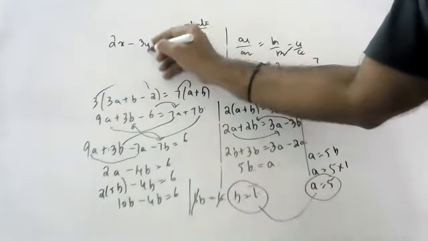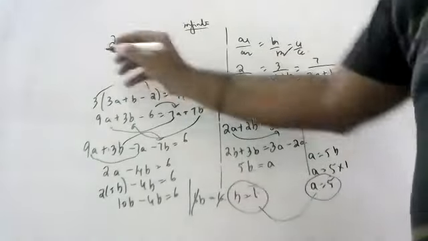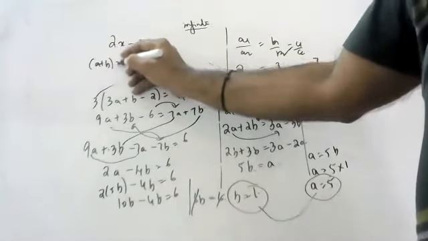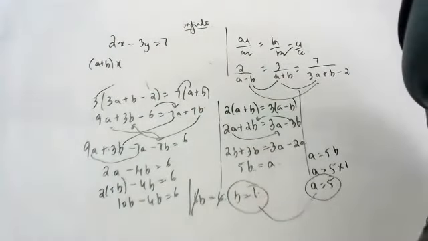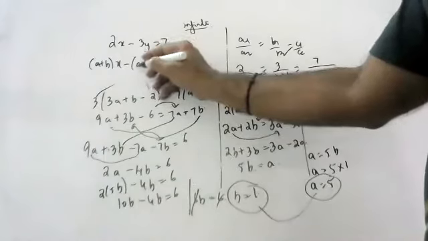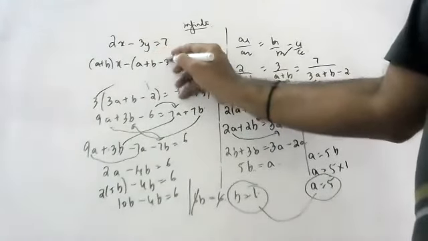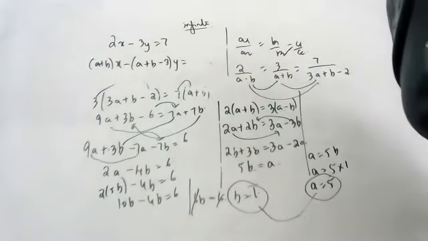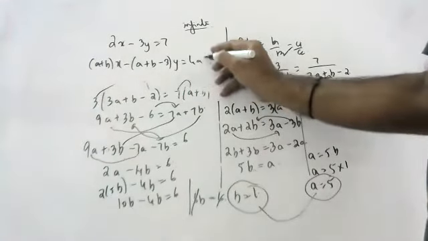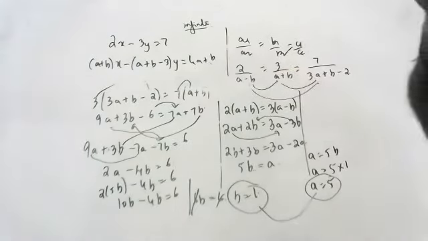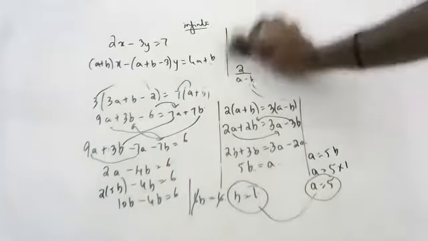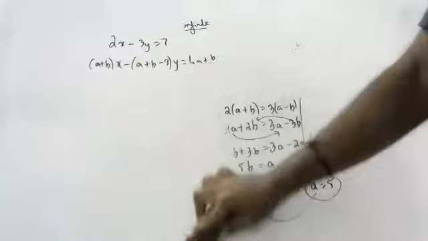2x minus 3y is equal to 7 and a plus bx minus 3y is equal to 4a plus b. Again, they said infinite solutions. Infinite solution. Any student want to say? Any other student?